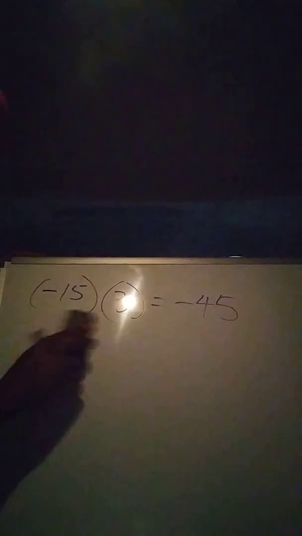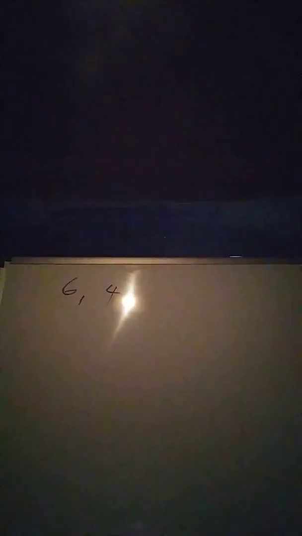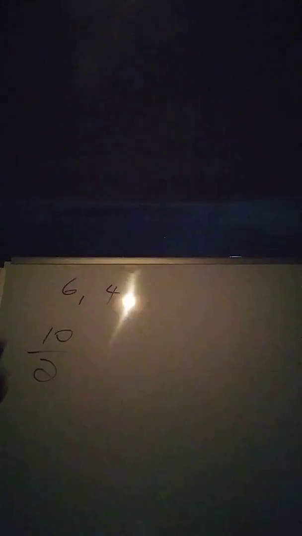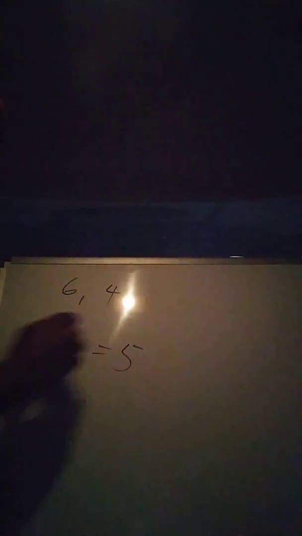Another thing that you must know, of the 10 things you must know for your GED test, are mean, median, mode, and range. The mean is just the average of the numbers. So if you have 6 and 4, for example, and it says find the mean, you just add the two numbers together. It's going to be 10, and then divide by the number of numbers, which is 2. So your mean right here would be 5.